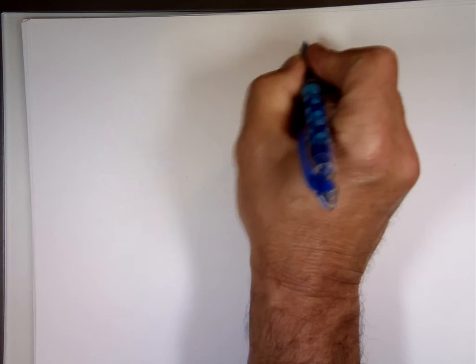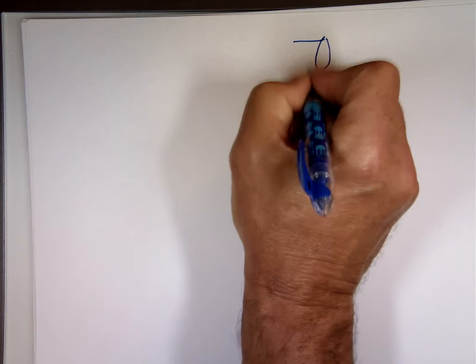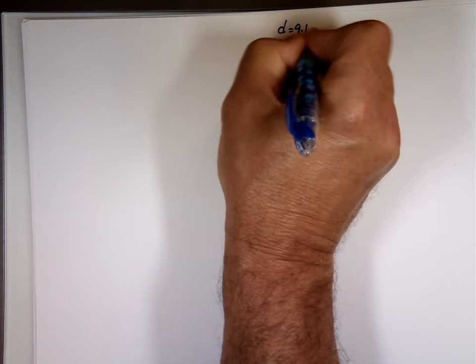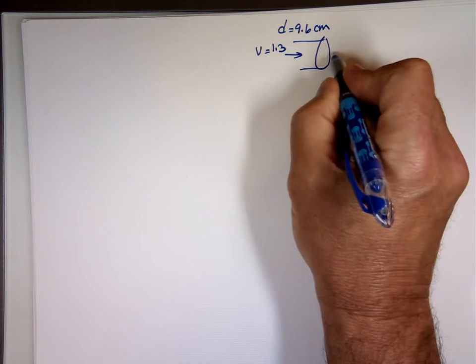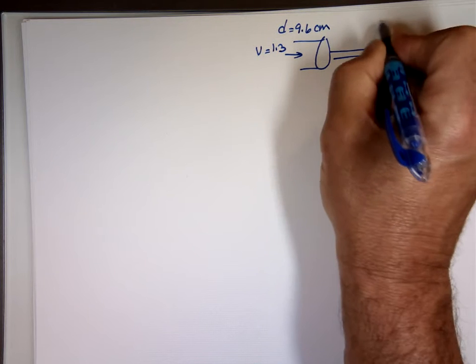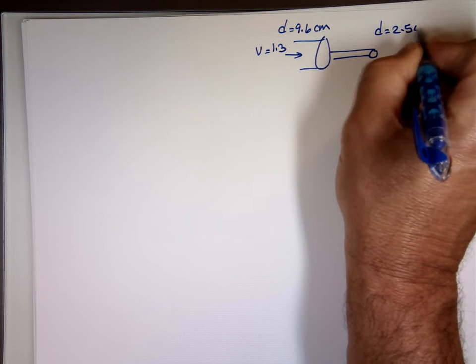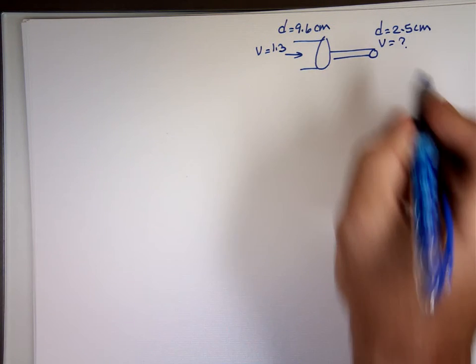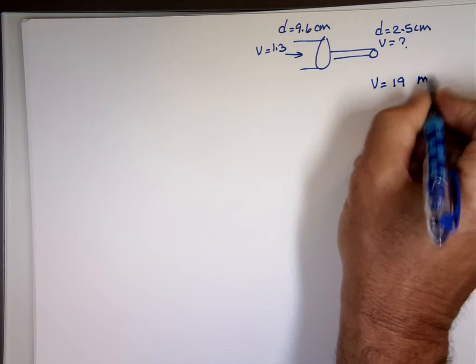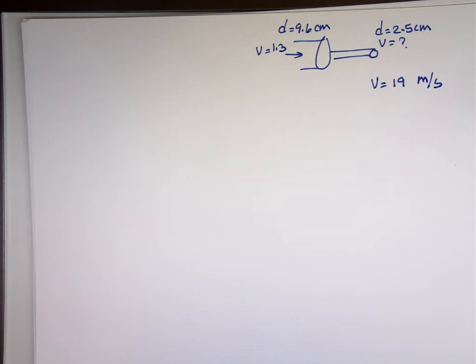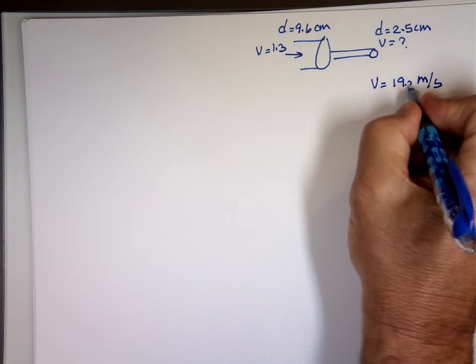The previous example that we just did here, we have the hose, the nozzle, the diameter was 9.6. It was moving, this velocity, if I remember, was 1.3. It goes to a smaller nozzle. Diameter equals what? Was it 2.5 centimeters? What was the velocity? We calculated the velocity. We found out V equals what here? 19, was it? 19.2. Yep, 19.2. That's the previous example.